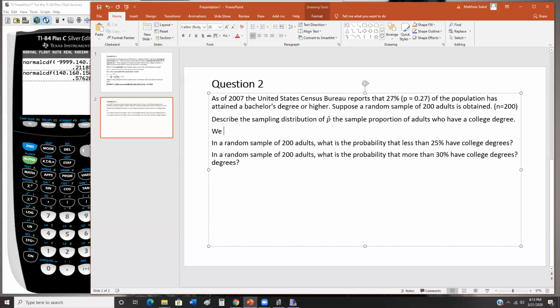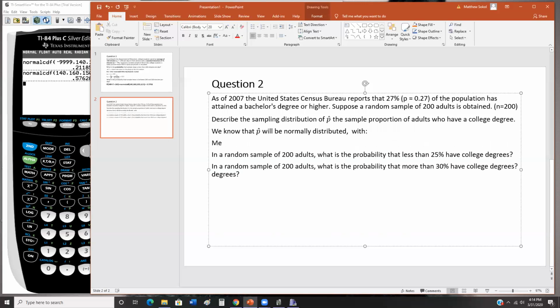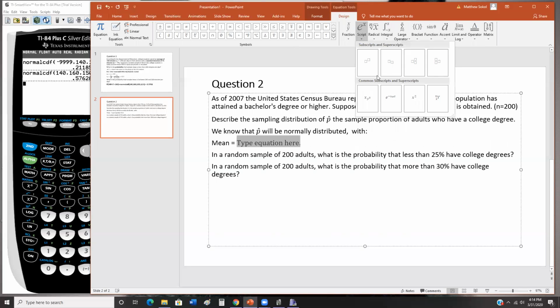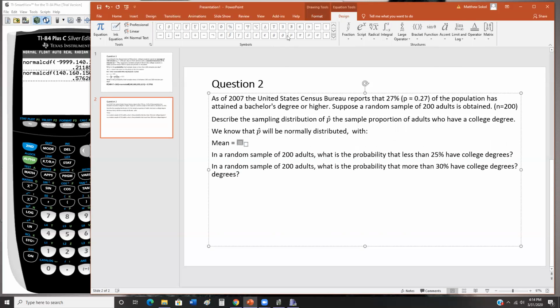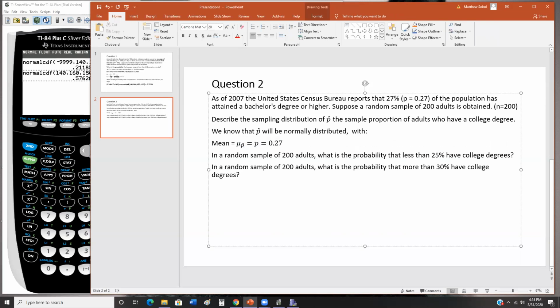Well, we know that p hat will be normally distributed. So it's just like x bar would be normally distributed. P hat is also going to be normally distributed with the mean. The mean we denote as mu sub p hat, and that's just equal to whatever the population proportion is. And that's just equal to 0.27. That's always, always, always.